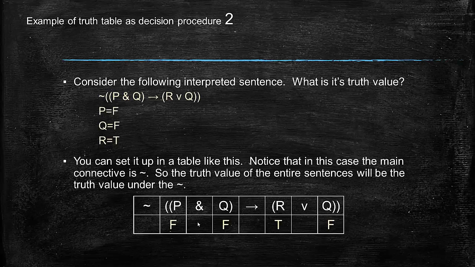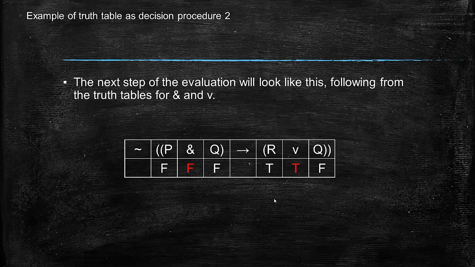Okay, so suppose we're going to evaluate P and Q. Well, when they're both false, it's certainly false, right? With R or Q, it's true as long as one of them is true. This is true, right? So now we have if F then T, and if F then T. Well, the only time the conditional is false is if it begins with a T and ends with an F. So that's going to be true.